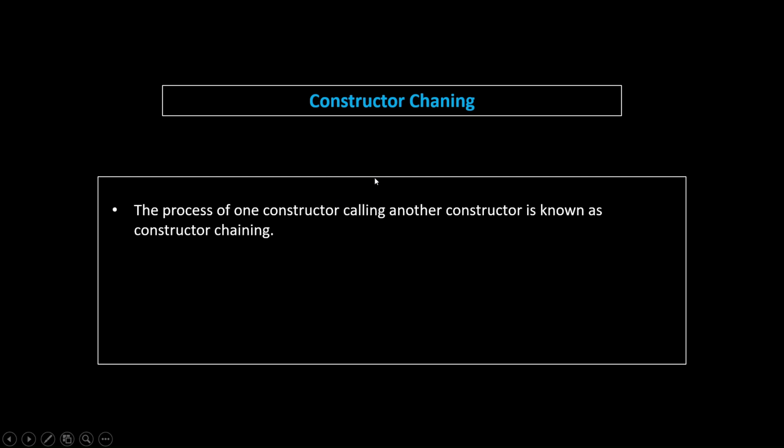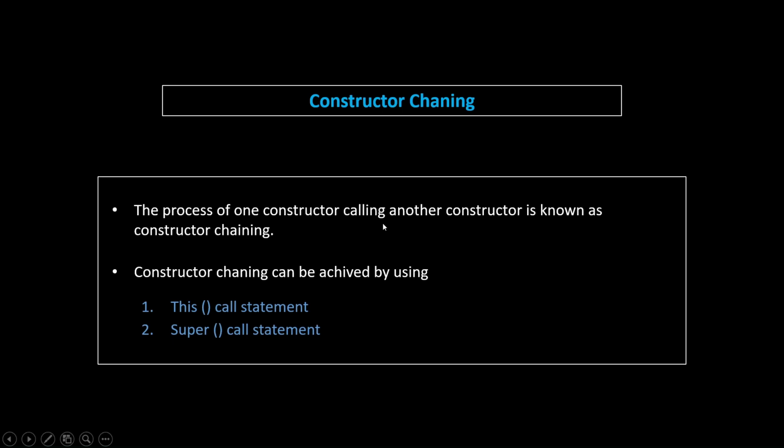First, you have to understand the theoretical part. Constructor chaining can be achieved in two ways: the this call statement and the super call statement. Some people don't know about this, or some people already know about this. The this call statement is used for the same class, and the super call statement is used if you have a parent class and a child class.